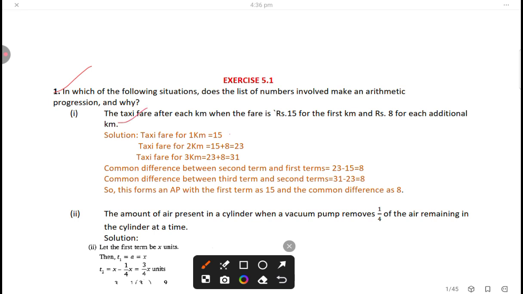First kilometer 15 rupees, and you add the 8 rupees to the 15, then it becomes 23 for the second kilometer, and then add 8 to the 23, that will be 31. So the common difference between the first term and second term is 8, and between the third term and second term is 8. So this forms an arithmetic progression.